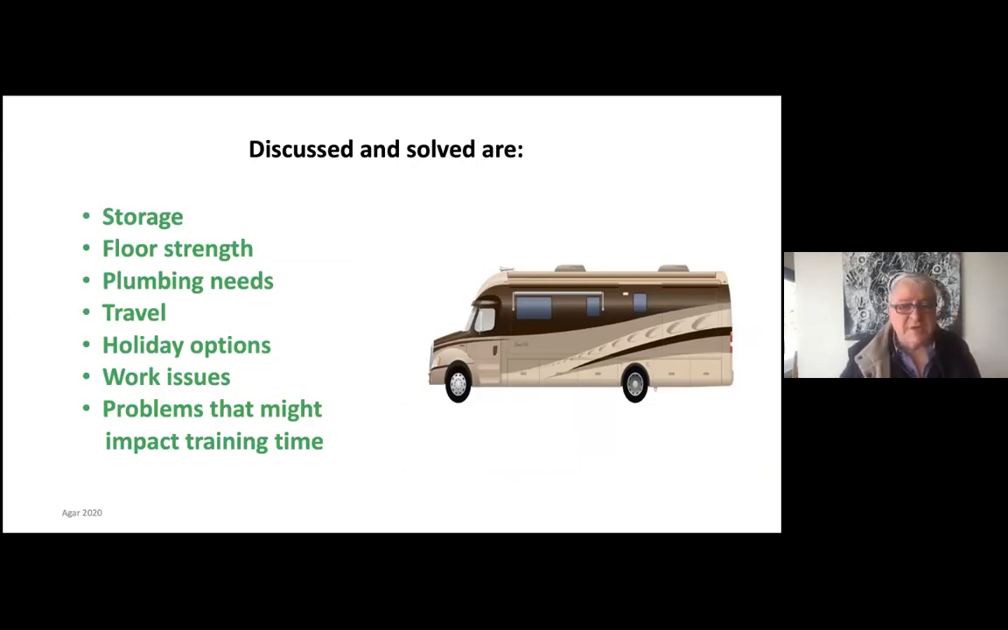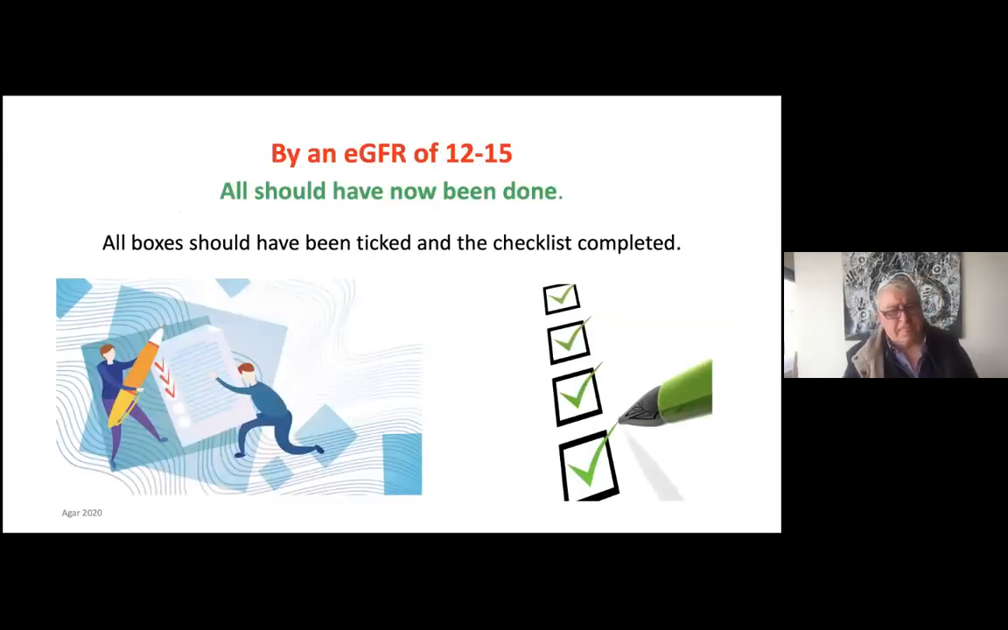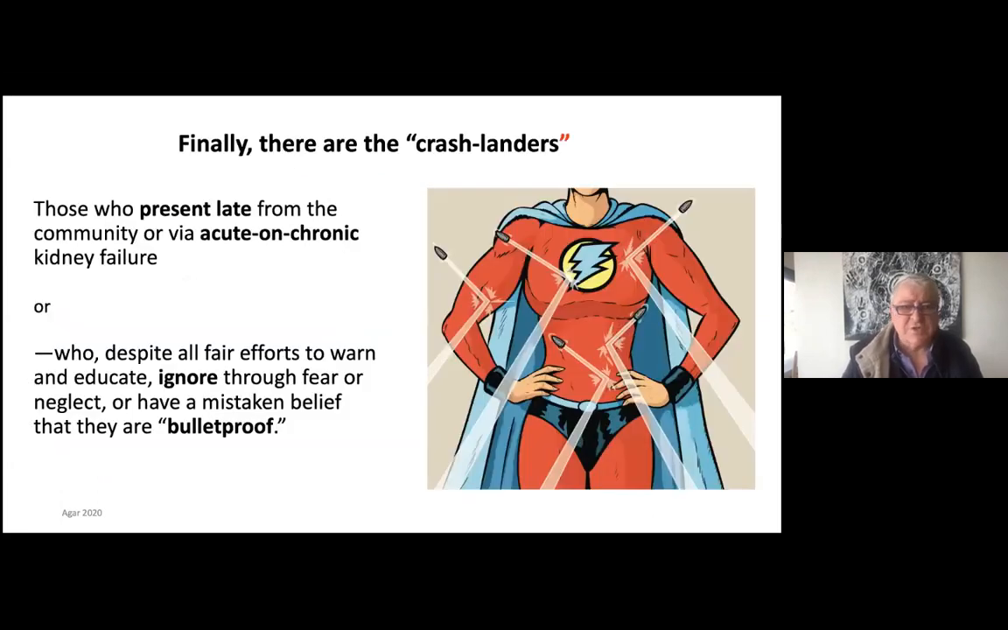Discussed and solved by this stage should be storage, floor strength, plumbing needs, travel, holiday, all of that stuff needs to be sorted through such that by an eGFR of 12 to 15, all the ducks are in a row. Everything has been done. That doesn't mean to say that is when you start dialysis. Absolutely not. But you need to be ready by that stage so that when dialysis does come along, we're not scrambling around to do stuff that the patient is unfamiliar with. So all the boxes should be ticked and all the checklists finished.